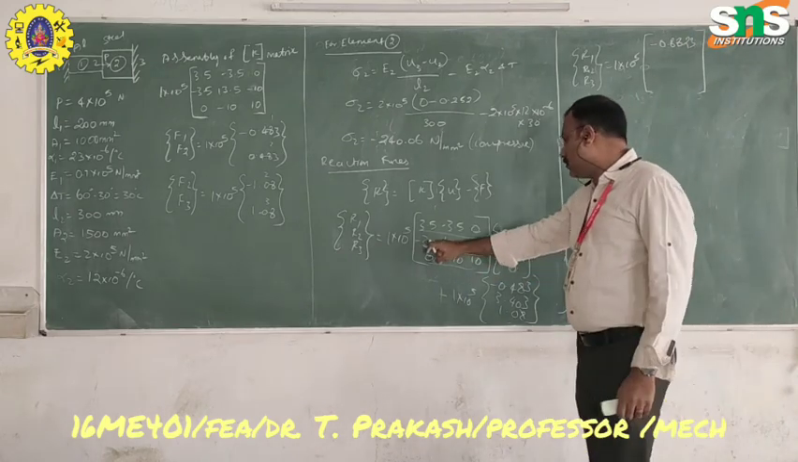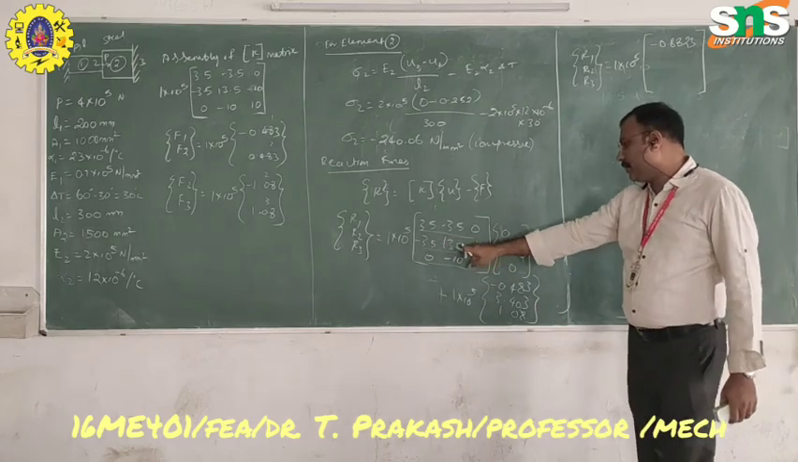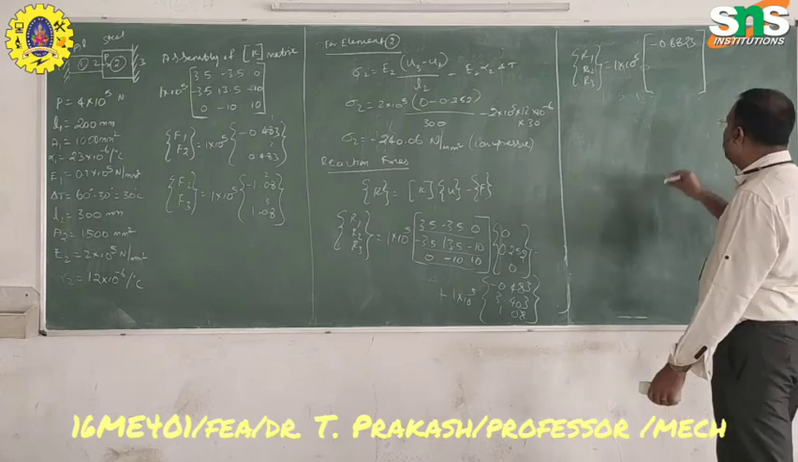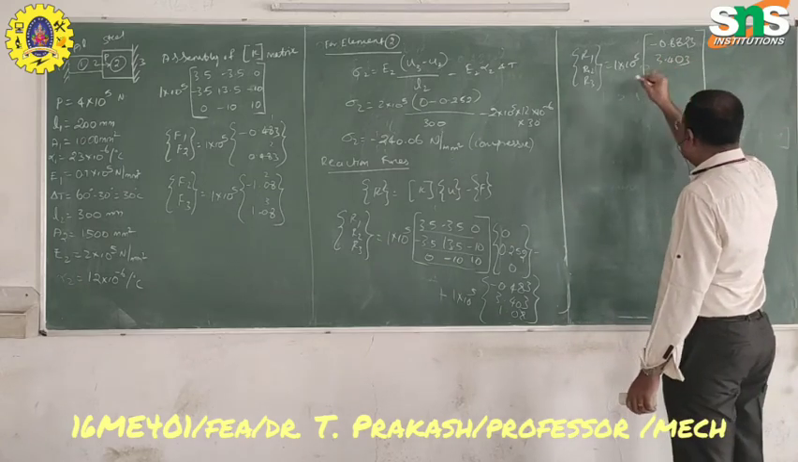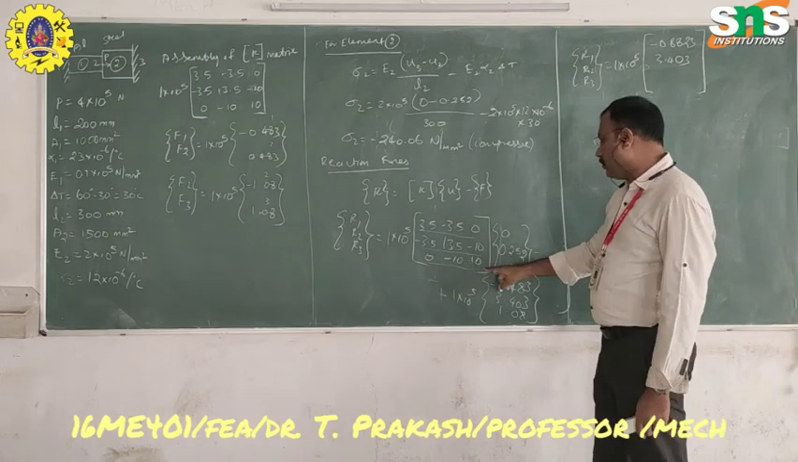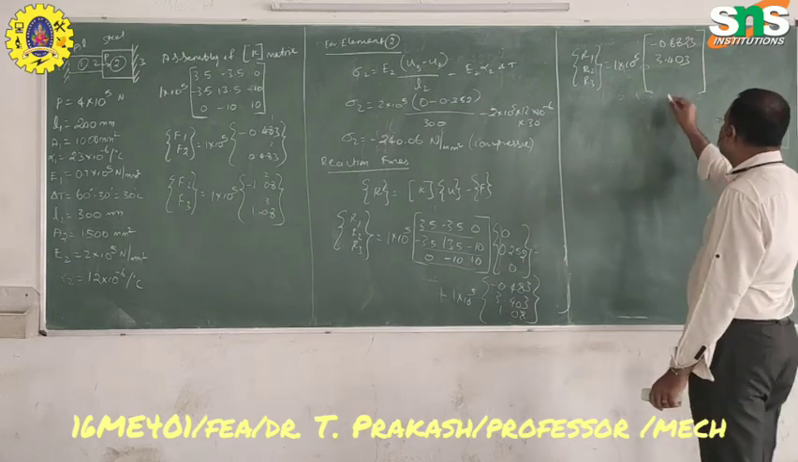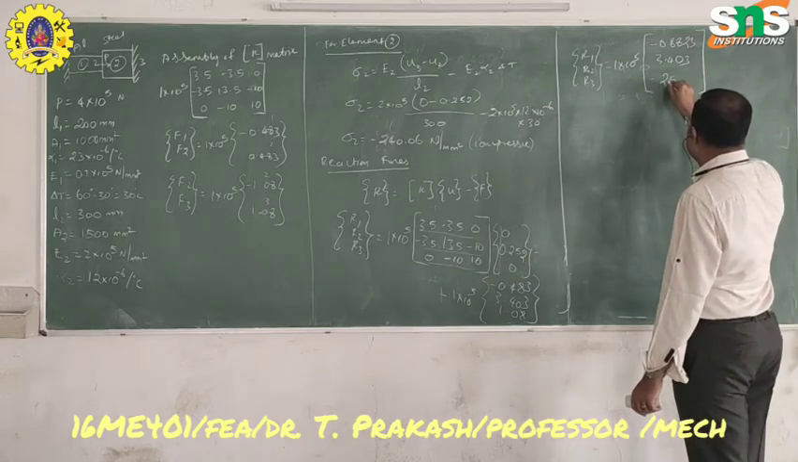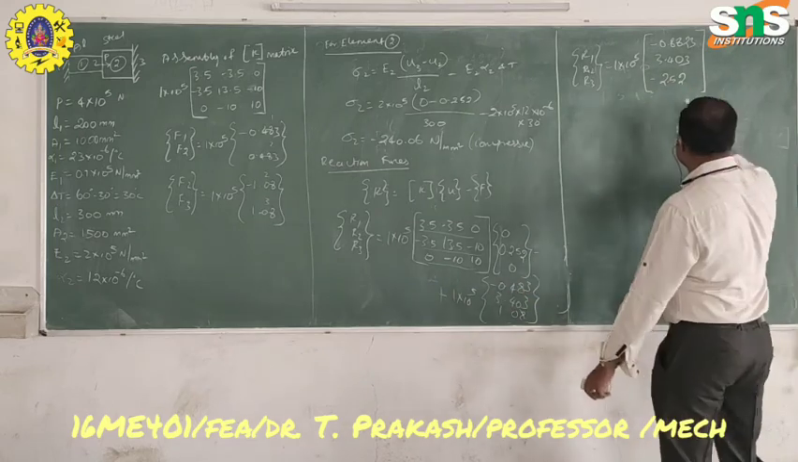Next, the second row into column. Minus 3.5 into 0 becomes 0. 13.5 into 0.252 gives 3.403. Minus 10 into 0 becomes 0. Next, third row into column. Minus 10 into 0.252 gives minus 2.521.